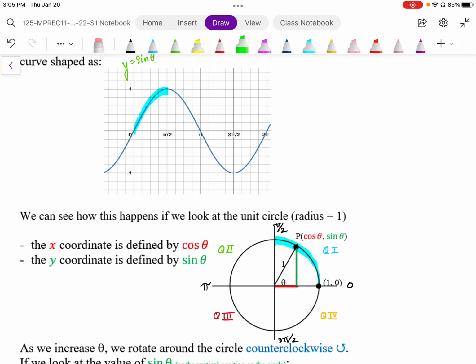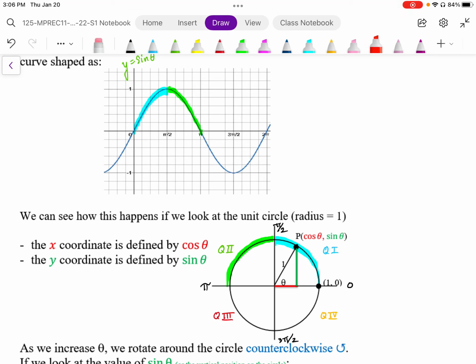As we switch to quadrant 2, we're going to continue from 90 degrees or pi over 2 all the way down to pi. And as we're moving in this direction, we start with a y-coordinate of 1, but now we're going back down to 0. So that's going to be reflected in the function. We start at 1 and we go back down to 0 when we hit pi. So that's quadrant 1 and quadrant 2.